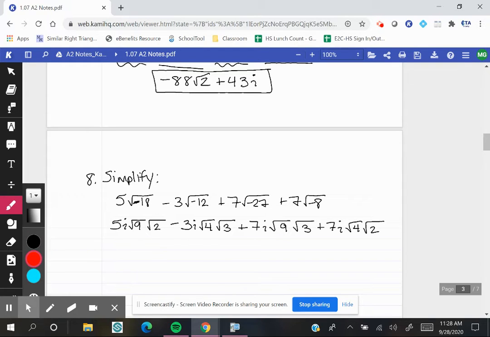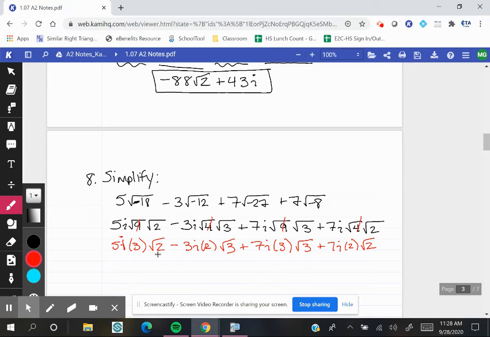So the square root of 9 is 3. So I have 5i times 3 rad 2 minus 3i times 2 times rad 3 plus 7i times the square root of 9, which is 3. Bring down my rad 3. And then the square root of 4 is 2 rad 2.